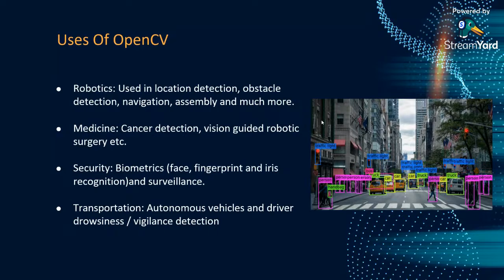So let's say you have an MRI. With the help of OpenCV, you can feed the MRI images into OpenCV and train a model so that you can detect these cancer cells. For security, you can use it for biometrics such as face, fingerprint, and iris recognition. So you can train a model to detect the fingerprint of a certain person. And for surveillance, it can be used in transportation for autonomous vehicles. So it can be used for detection of pedestrians and other obstacles. It can also be used for detecting how drowsy a driver is and how vigilant he is.